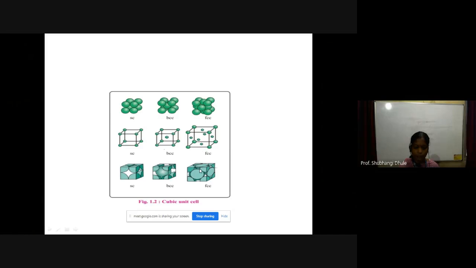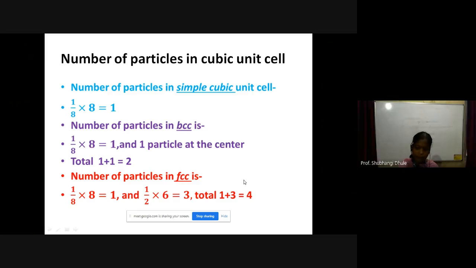And this is the same as what we have learned. The model is the same here. And then we go for how many particles each unit cell of the cubic crystal system contains. So in the cubic crystal system, the number of particles in the simple or primitive cubic contains 1/8 into 8, which is equal to 1 particle.